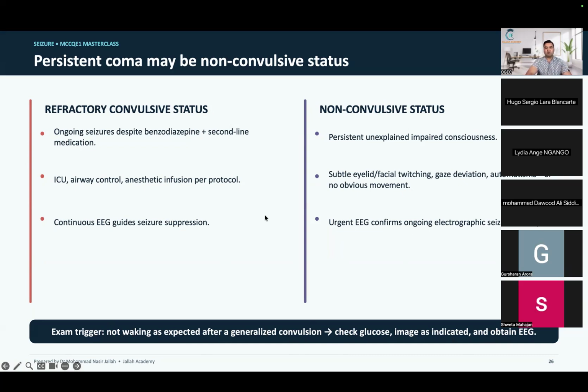Usually the patient should come back to consciousness, but if it doesn't, it means two things may be going on. One, the patient is still seizing, or there is something else causing the seizure to get worse, and you need to find it. Whether it is intracranial bleeding, or an OPSE, or whatever it is, you need to find it.